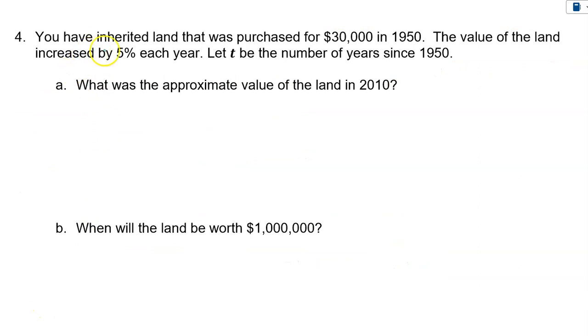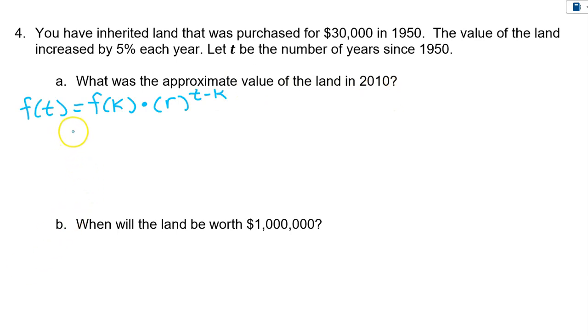Number 4. You have inherited land that was purchased for $30,000 in 1950. The value of the land increased by 5% each year. Let t be the number of years since 1950. Part A. What was the approximate value of the land in 2010?